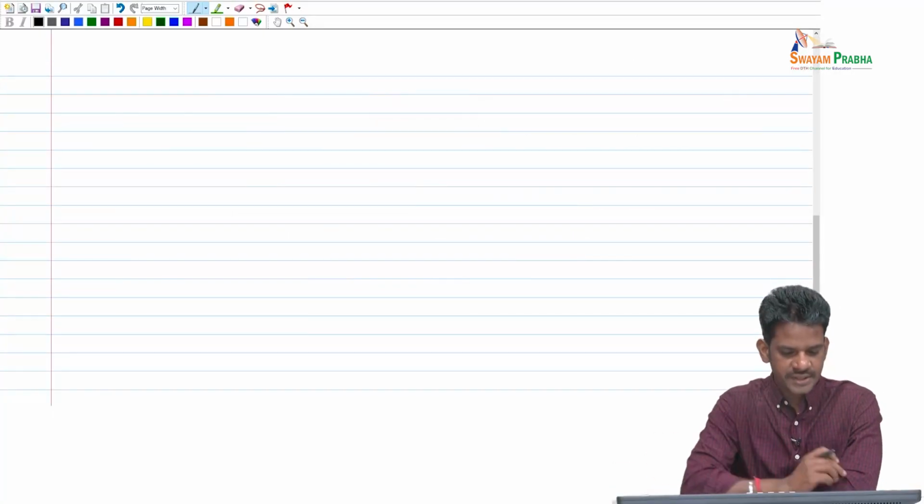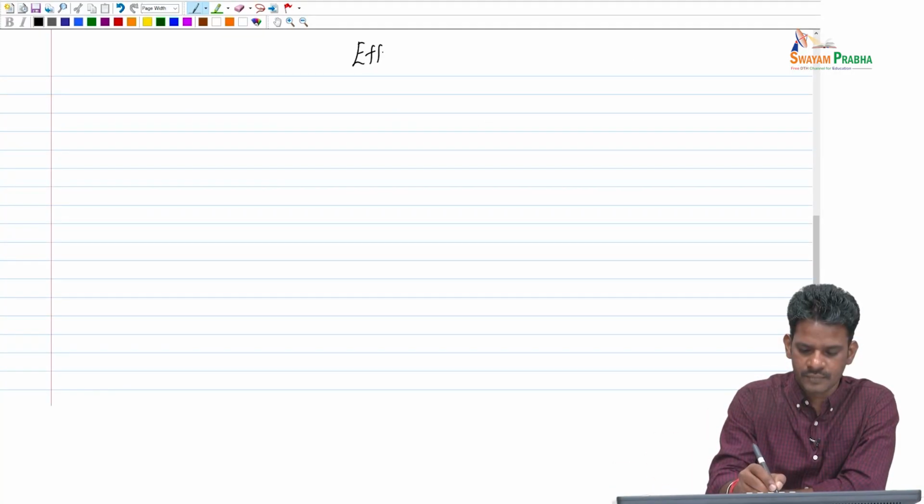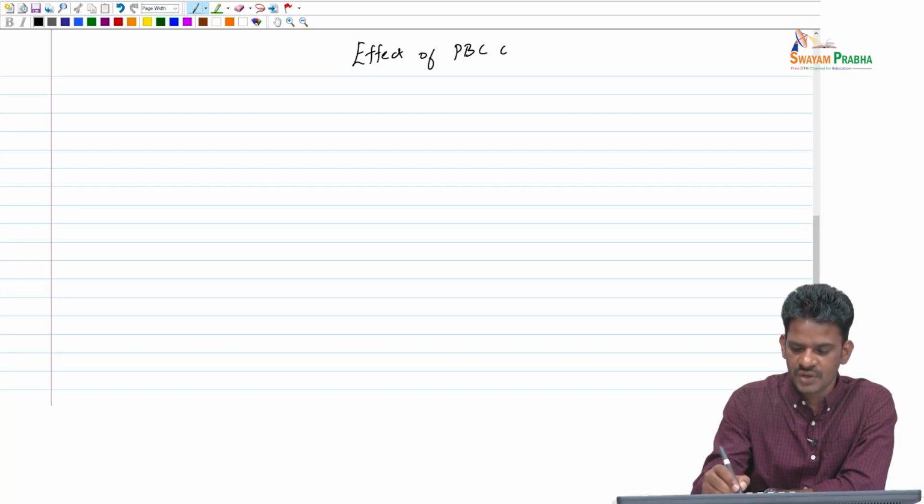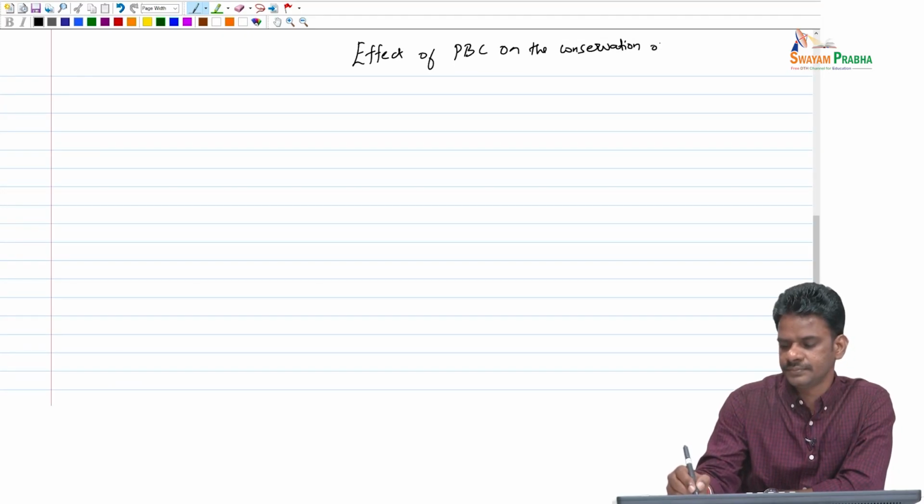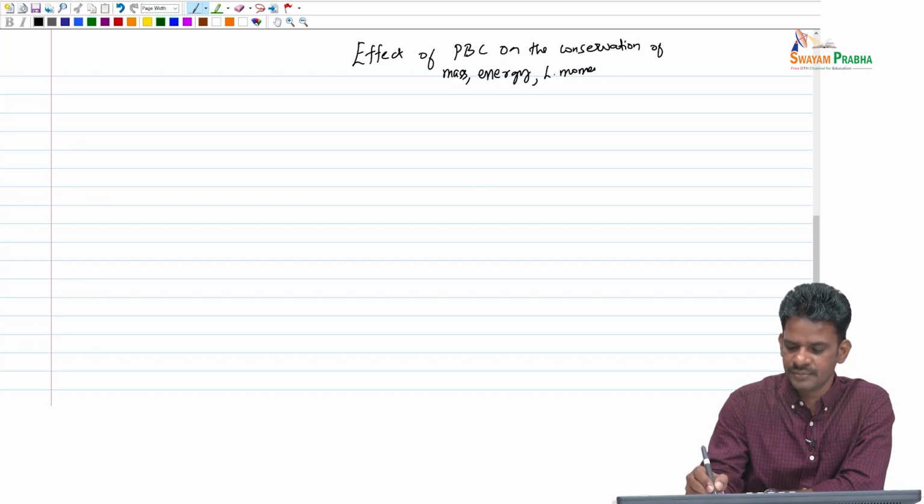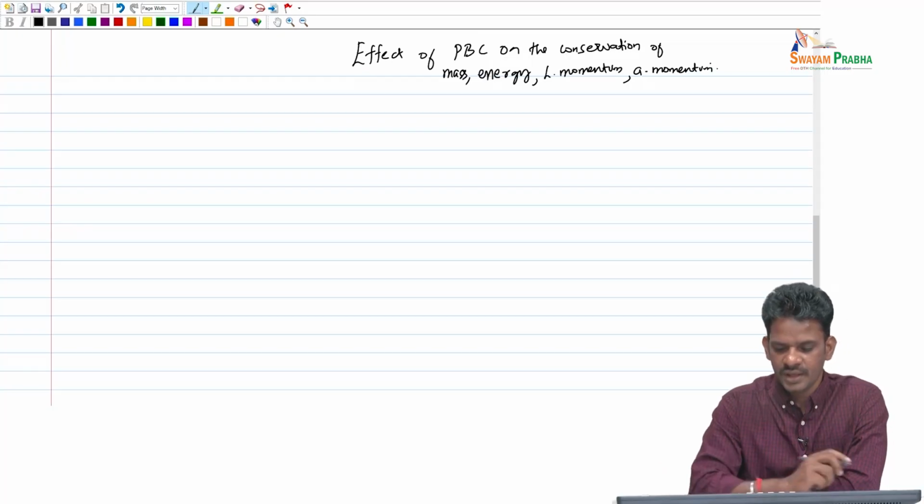Now, the second aspect is the effect of periodic boundary conditions on the conservation of mass, energy, linear momentum and angular momentum. This is something we are going to discuss now.